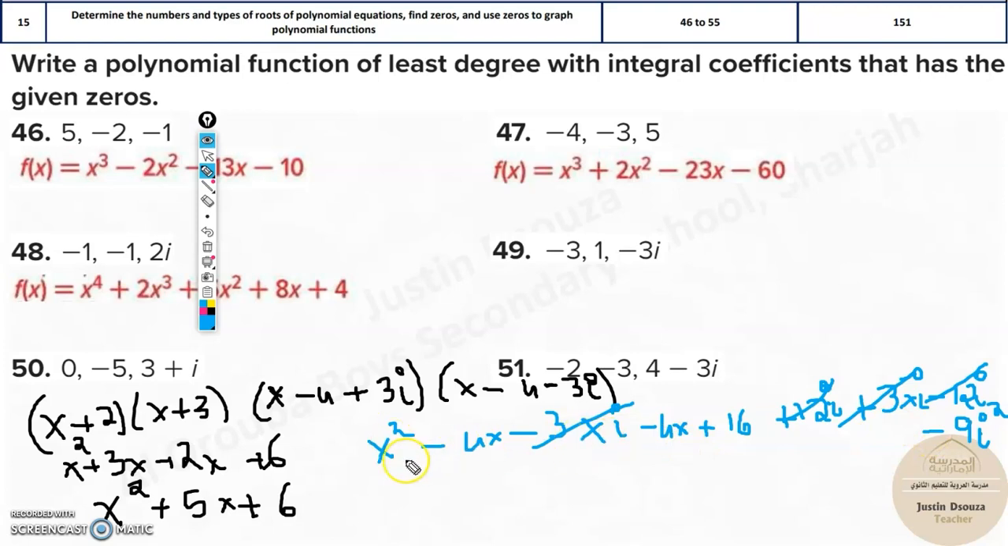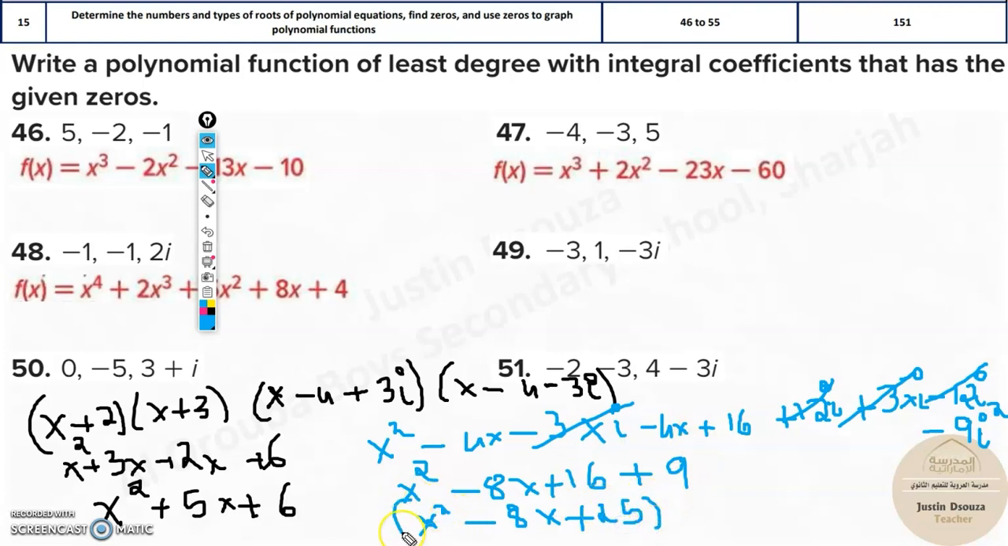Now, simplify what is remaining. It's x squared minus 4 plus minus 4, it'll be minus 8x. And then the 16 is remaining, so plus 16. And what about this? i and i is i squared. That is minus 1. Minus times minus, it'll be plus 9. So this is the answer. And now when you simplify, you will get x squared minus 8x plus 16 plus 9 is 25.